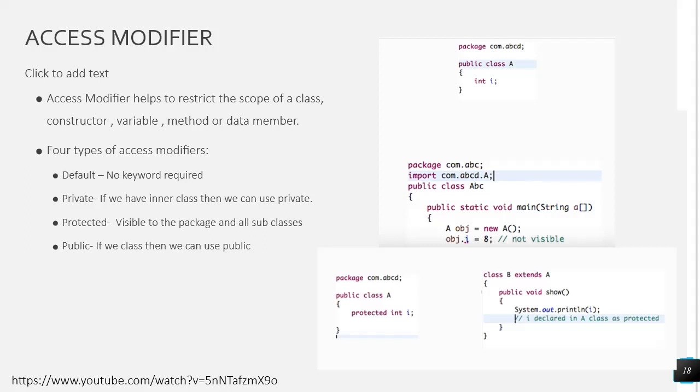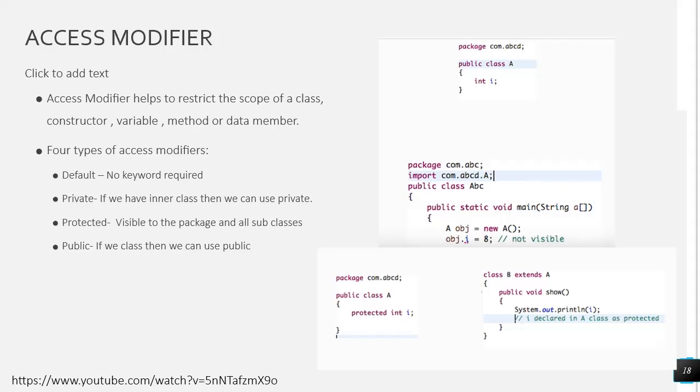In my top example, we have public class A, and inside we have int i. So int i has no access modifier. If it doesn't have an access modifier, by default it's going to be default access. That's why there's an error at the bottom on object dot i. That means it can't be accessed from outside the package. That's why we have an error there. So in order for it to go away, we have to put an access modifier there, such as public.